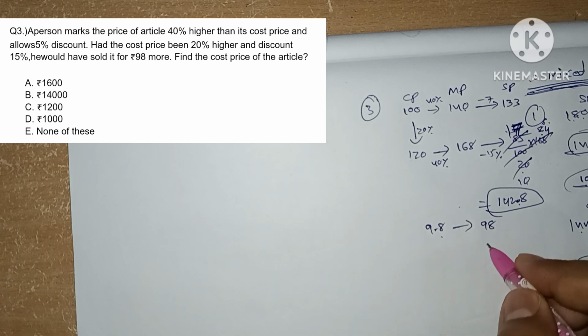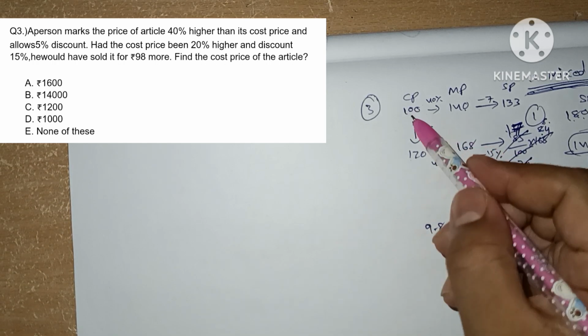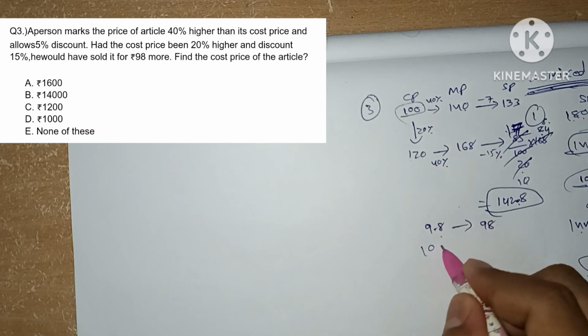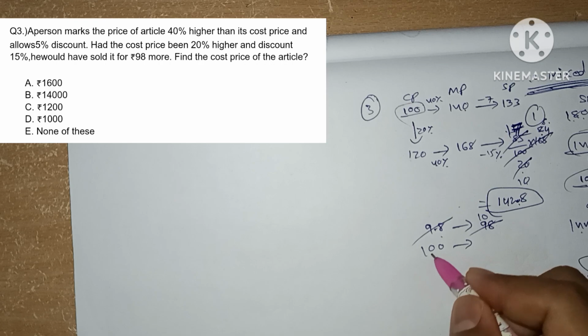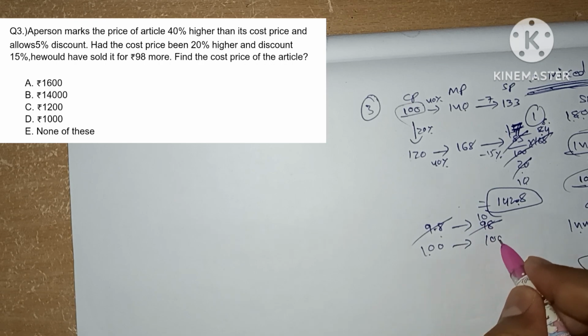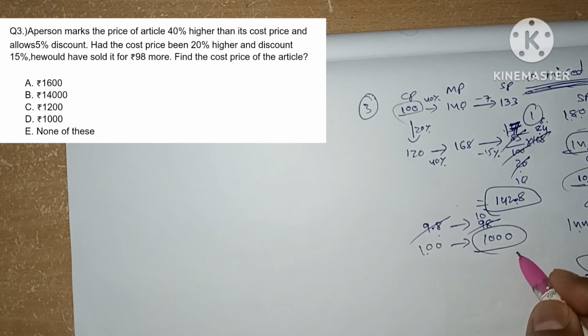Now the question asked is to find the cost price of the article, talking about the value of 100. 9.8 is 10 times, so 100 into 10 times will be 1000. So this is our answer. The answer will be option D.